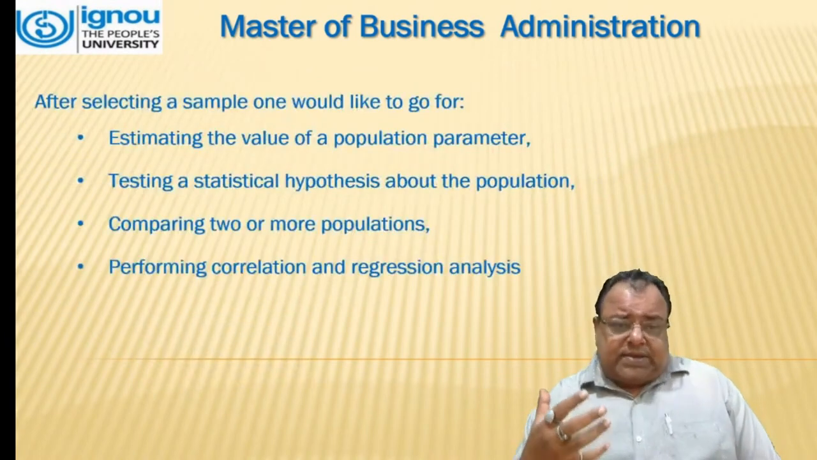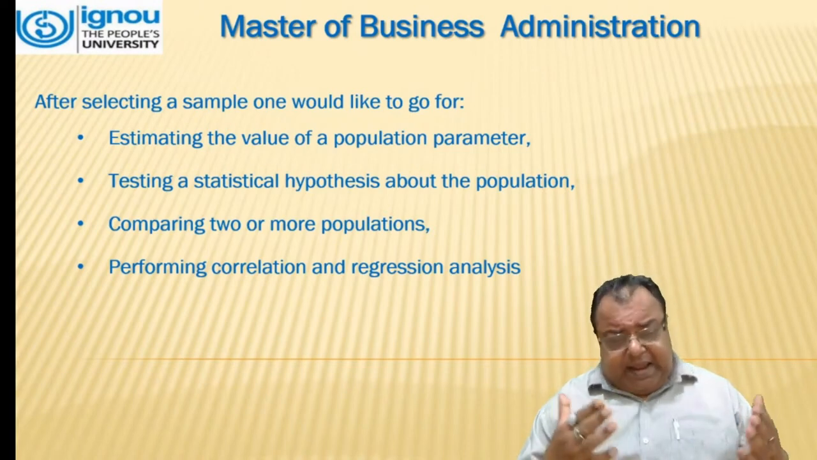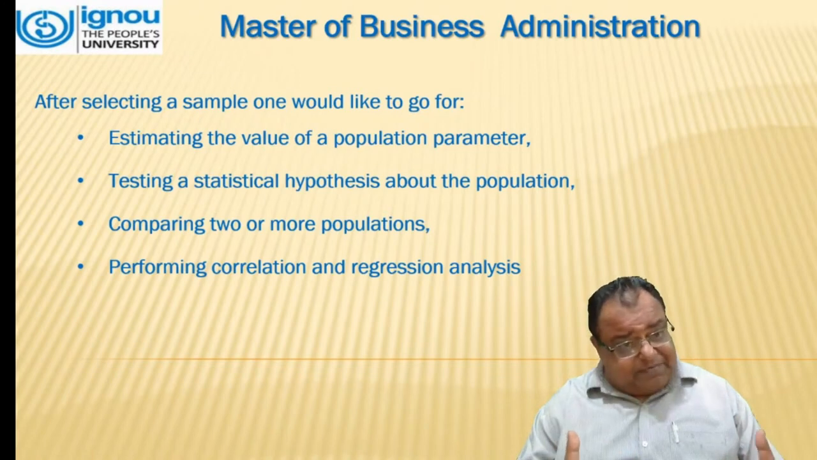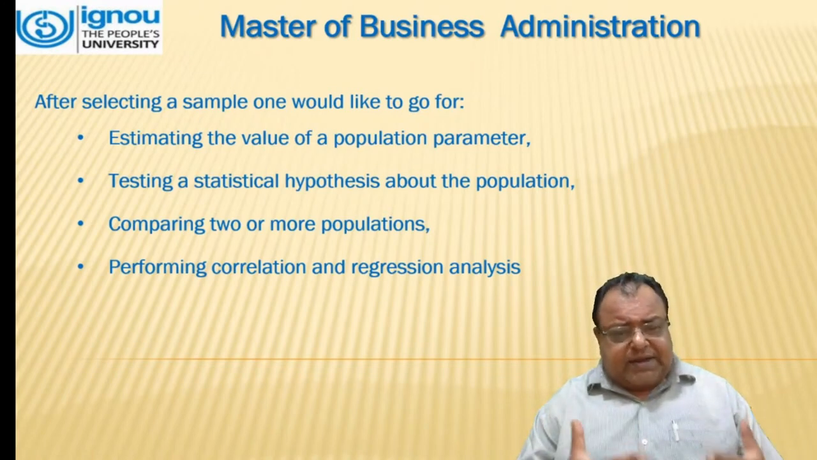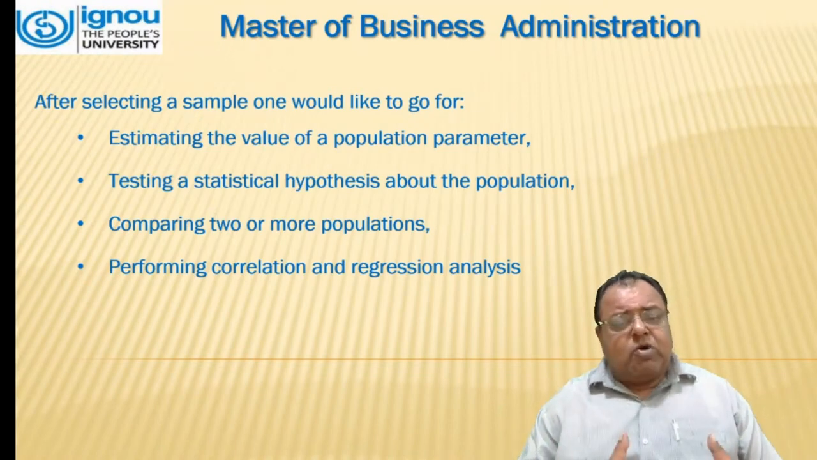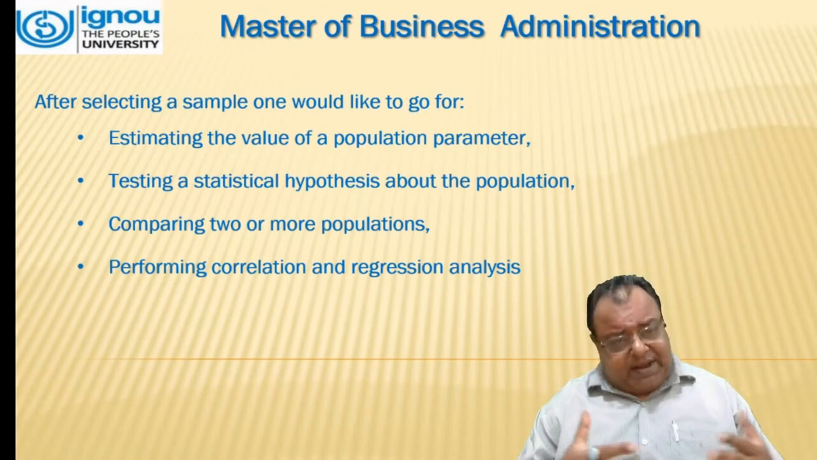After selecting a sample, one would like to go for estimating the value of a population parameter, testing a statistical hypothesis about the population, comparing two or more populations, and performing correlation and regression analysis. This is normally what we do.